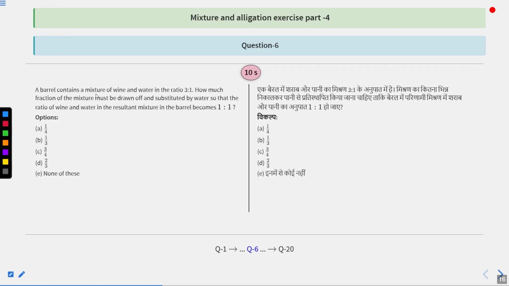A barrel contains a mixture of wine and water in the ratio 3:1. What fraction of the mixture must be drawn off and substituted by water so that the ratio of wine and water in the resultant mixture in the barrel becomes 1:1? You have 5 options and 10 seconds to analyze the question. Your time starts now.